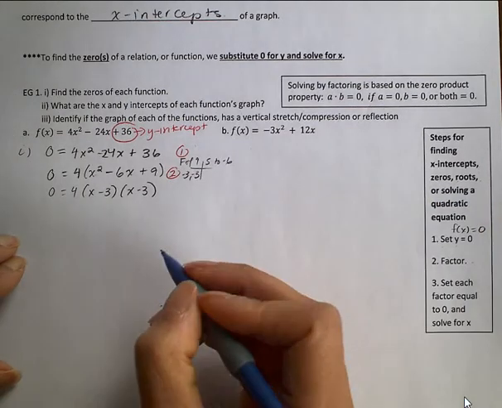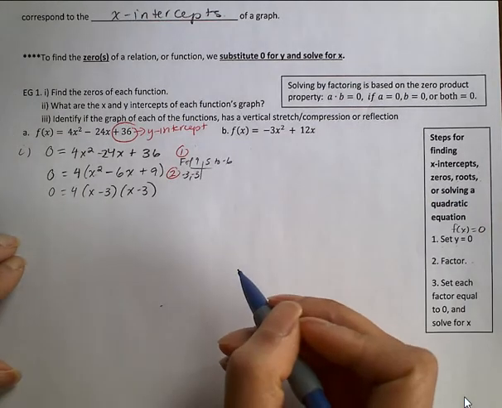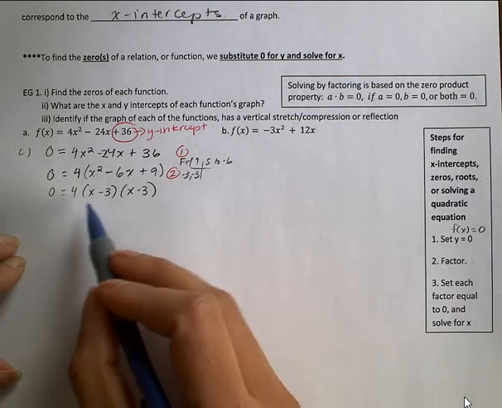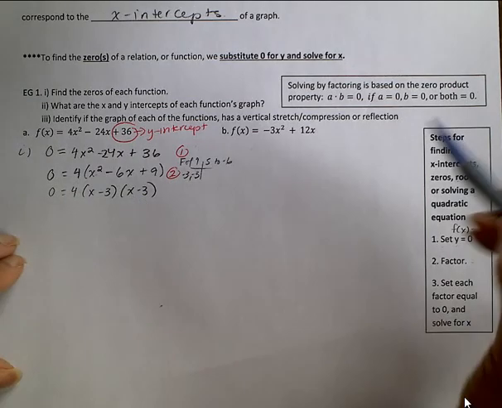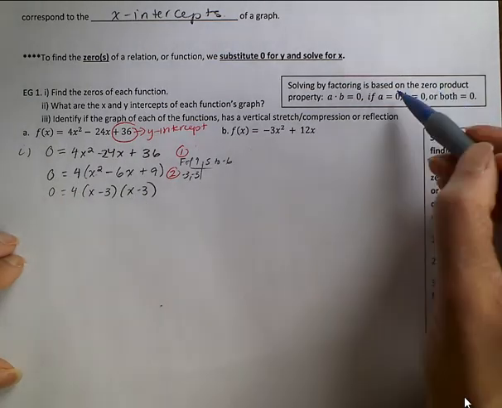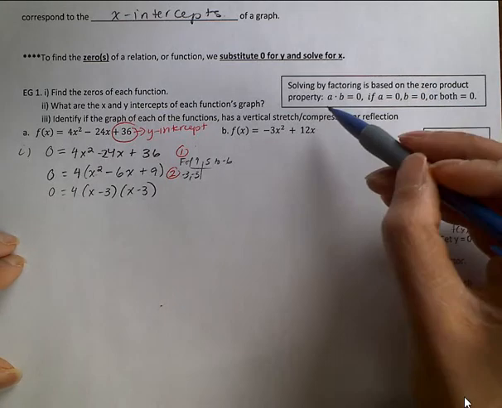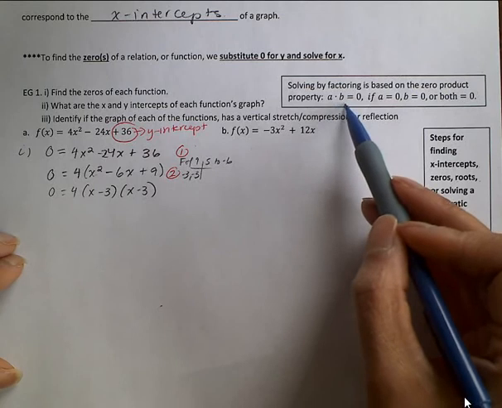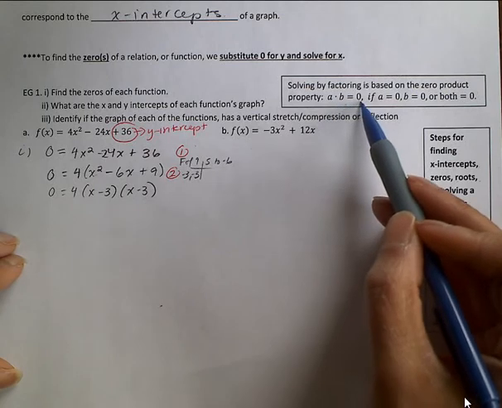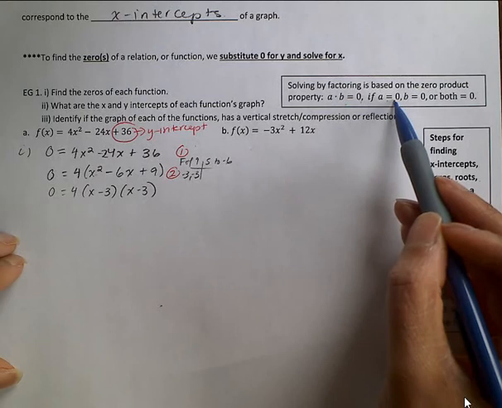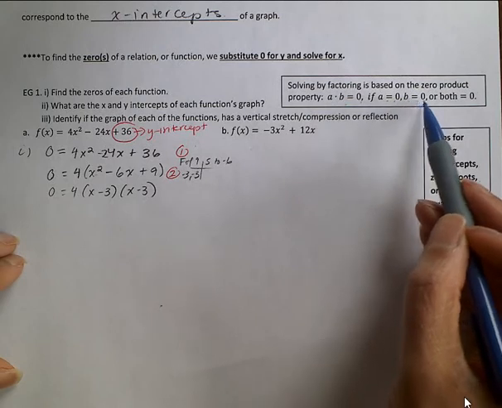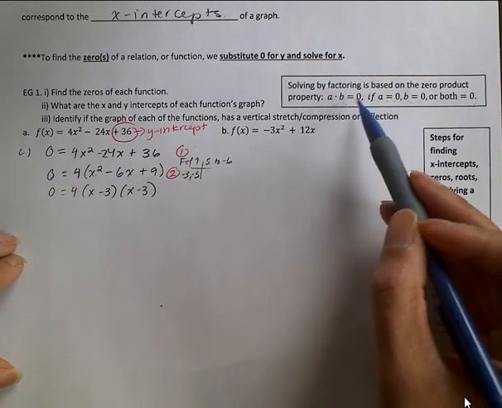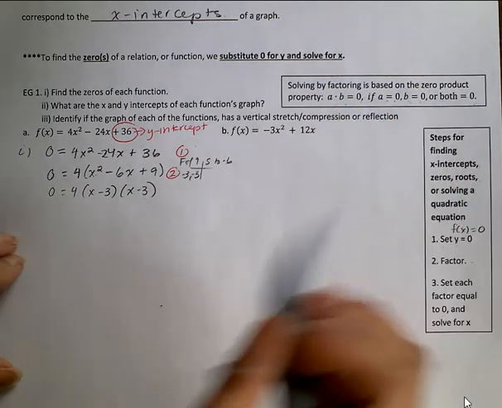The next thing that I do is I'm going to set each factor equal to 0 and solve. In order to understand why we're doing this, let's go back to this box over here. Solving by factoring is based on the zero product property. If you have two numbers, a and b, and you're multiplying them together and you know the answer is 0, that would mean that either a has to equal 0, or b has to equal 0, or both of them have to equal 0. That's the only way to multiply two numbers together and get a 0. So we're going to use that property here.